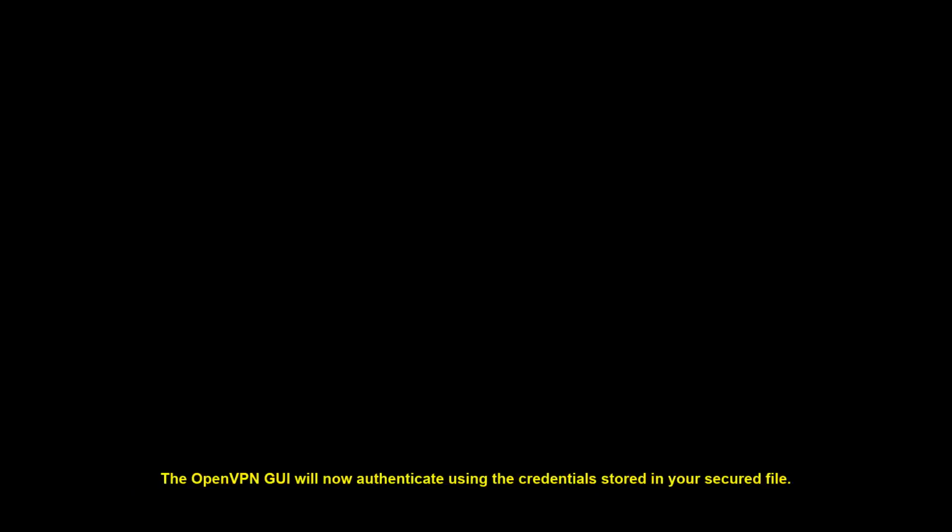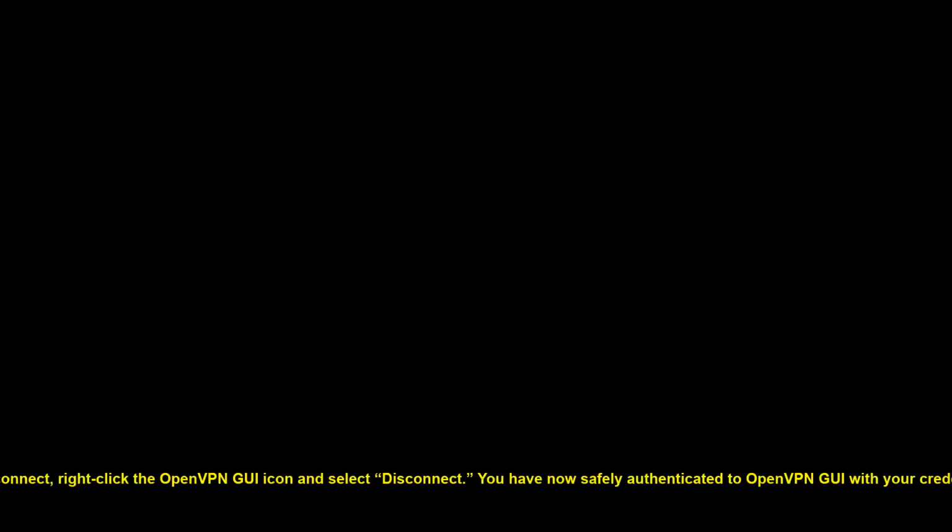The OpenVPN GUI will now authenticate using the credentials stored in your secured file. Once connected, verify that your internet traffic is now securely routed through the VPN. To disconnect, right-click the OpenVPN GUI icon and select Disconnect. You have now safely authenticated to OpenVPN.